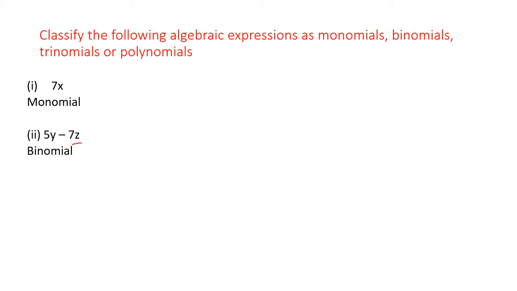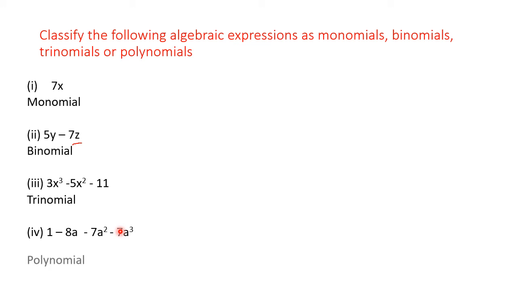Similarly, the third question says 3x cube minus 5x square minus 11. How many terms are there? This is 1, this is 2, and this is 3. So there are a total of 3 terms, and it is called a trinomial. Now the next one: 1, 2, 3 and 4. There are 4 terms, so it is called a polynomial.